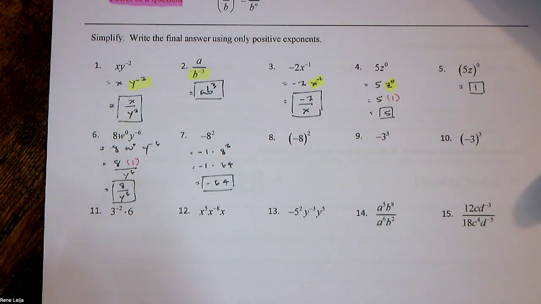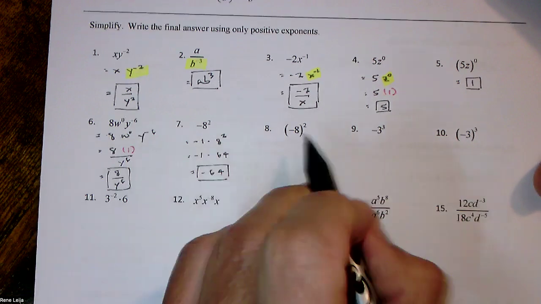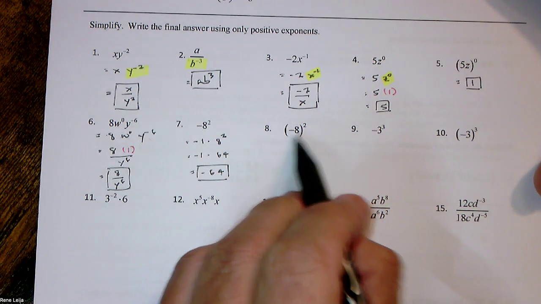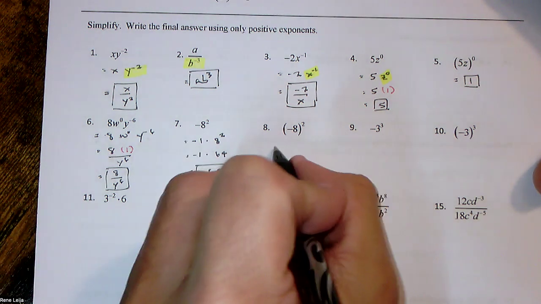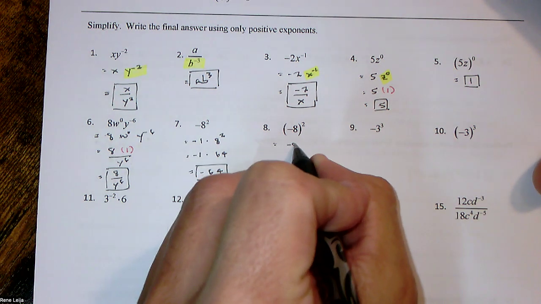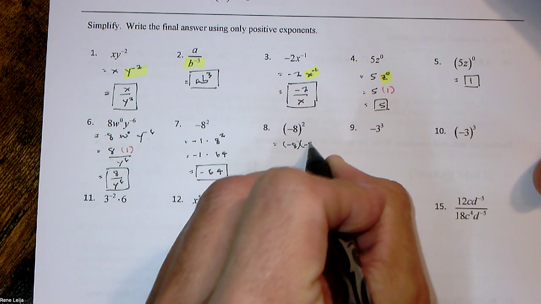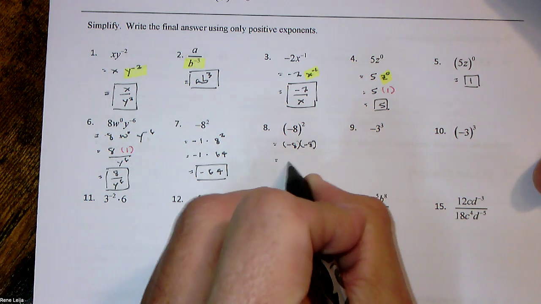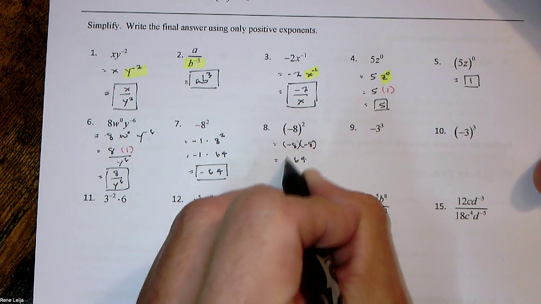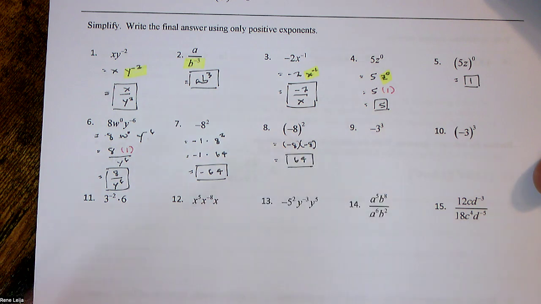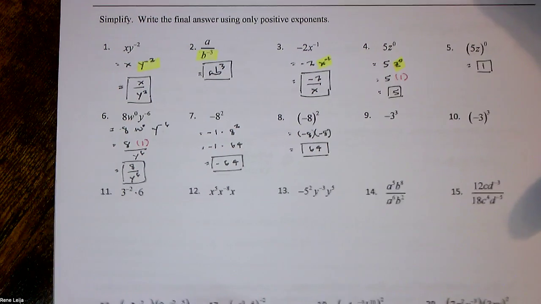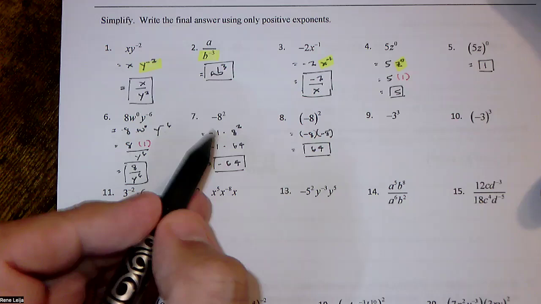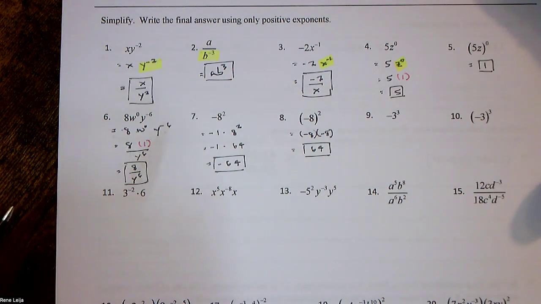Okay. Now, number 8, the exponent is touching all of it, the negative 8. So this means negative 8 times negative 8, which is a positive 64. Okay. So you have to be careful whenever you see this. Now, real quick, 7 always confuses people.